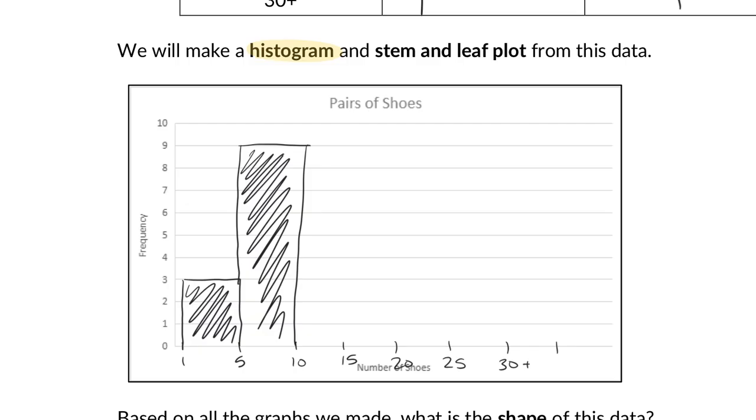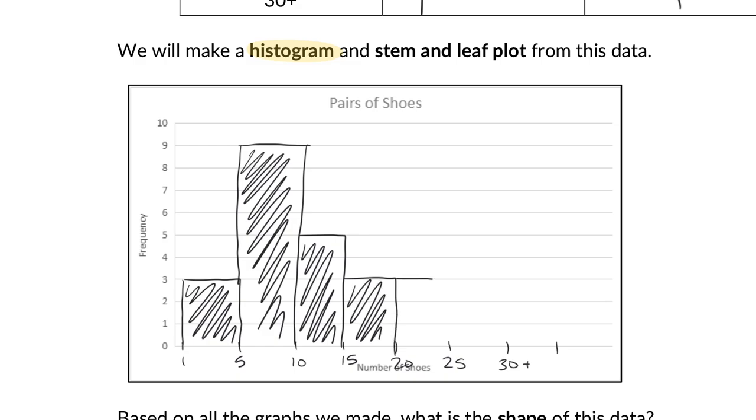From 11 to 15, we had 5. From 16 to 20, we had 3. 21 to 25, we had 3. 26 to 30, we had none. And our 30 plus had 1.